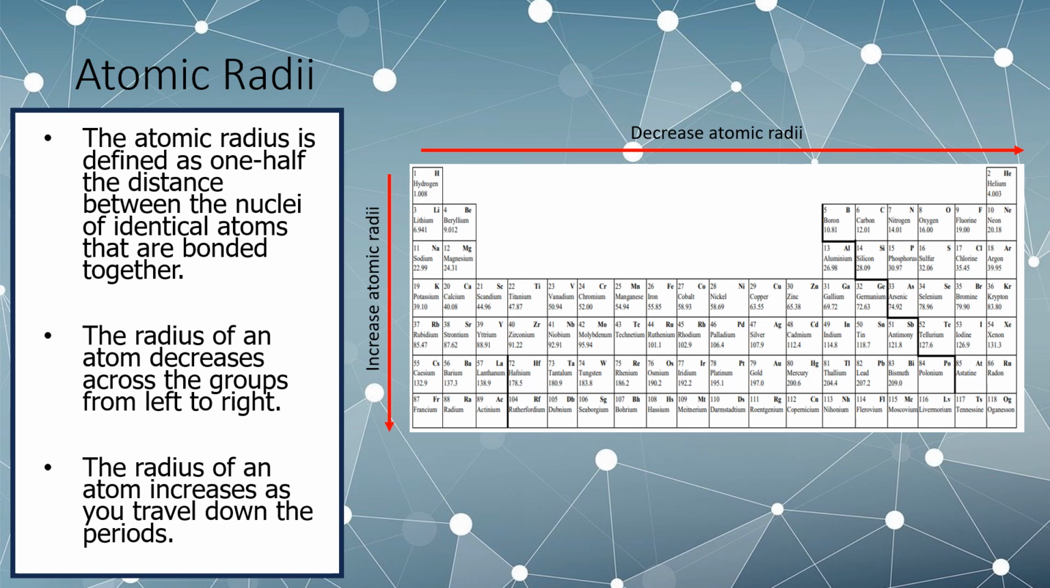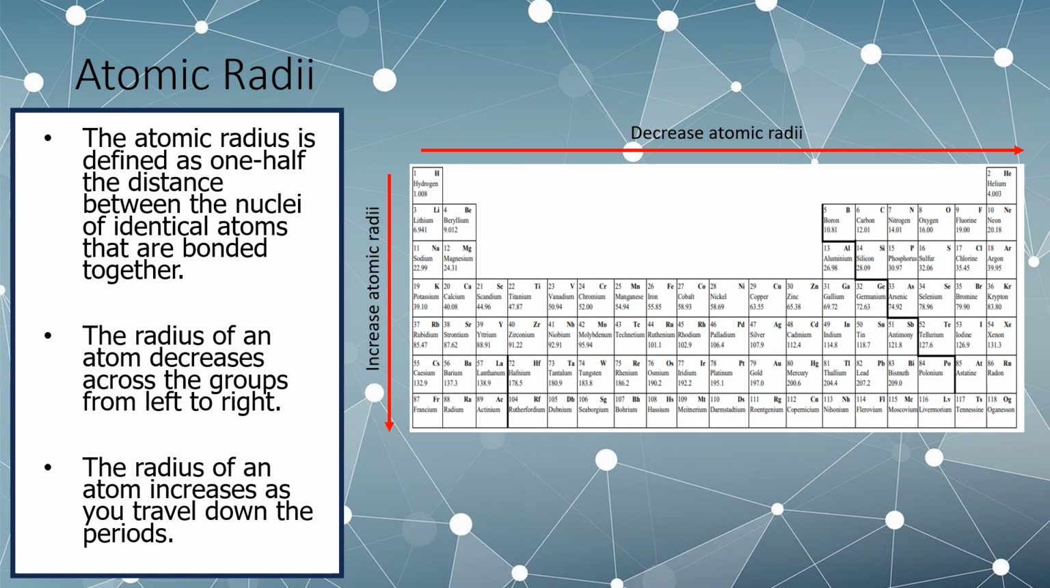The radius of atoms decreases across the groups from left to right. This is because if we have more protons, it's going to pull everything in closer together. So think about it this way. Lithium, for example, on the left-hand side of the table, only has 3 protons, whereas fluorine on the right-hand side of the table has 9 protons. It's going to have much more charge to pull everything in closer together, such as the electrons around the outside.